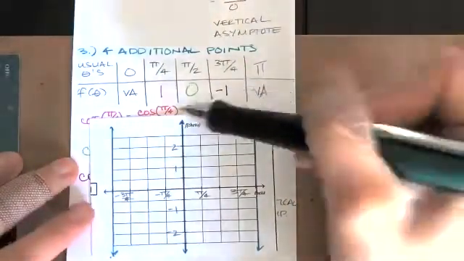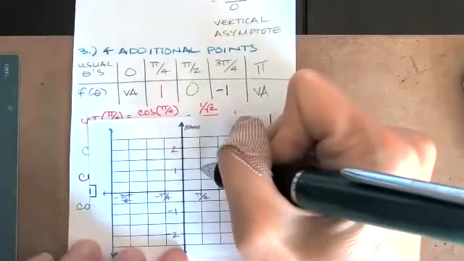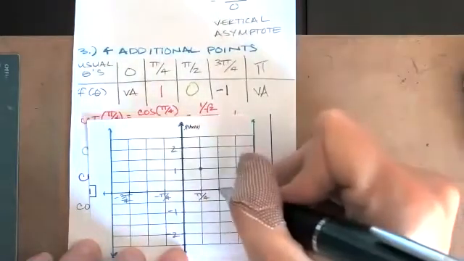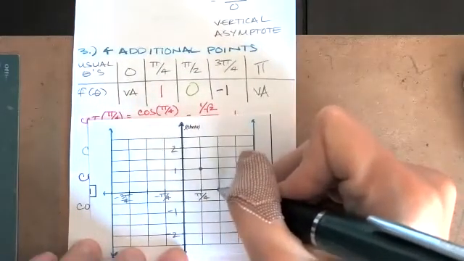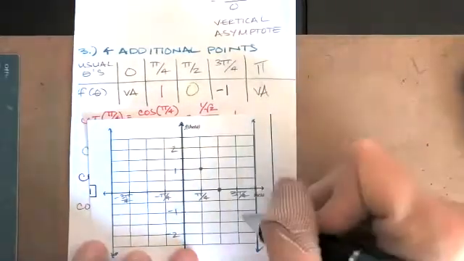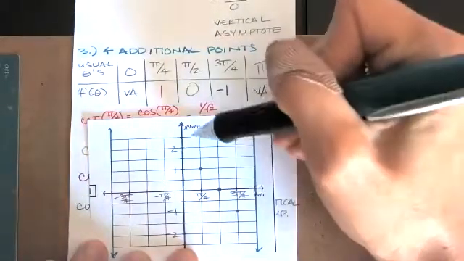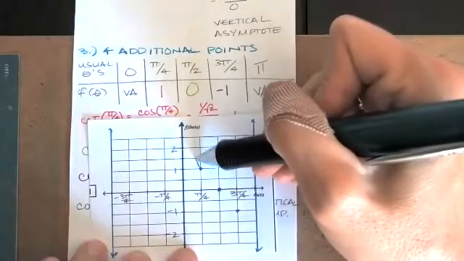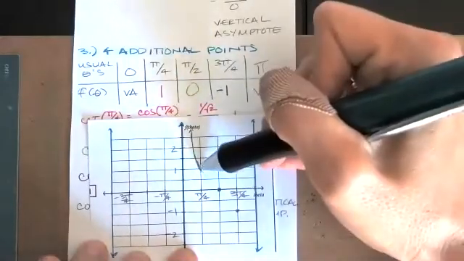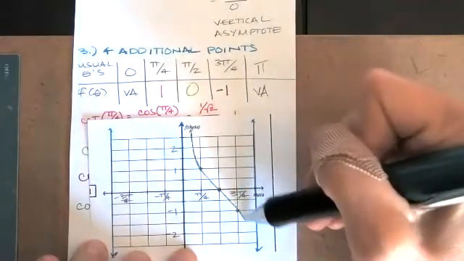So graphing the points I have in the table. So pi over 4 is positive 1. So that's right here. Pi over 2 is 0. So that's right on the x-axis, or I guess that's the theta axis. 3 pi over 4 is negative 1. And so it's going to approach the vertical asymptote to the left, and it will approach the other vertical asymptote here on the right.